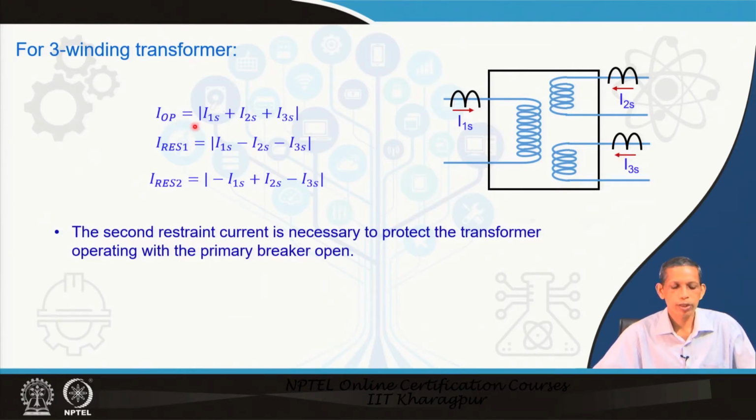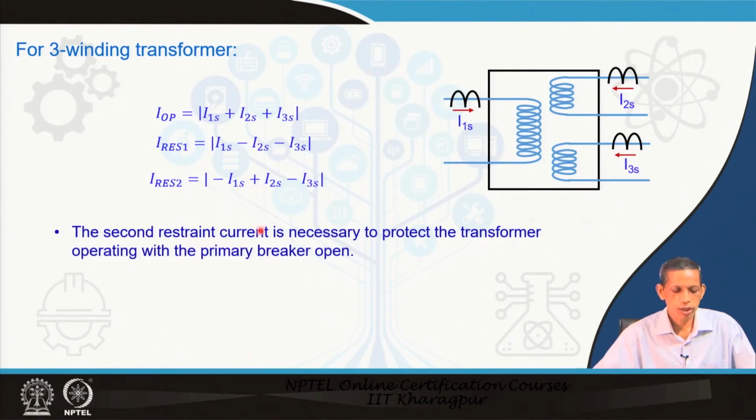In that case, the operating current, earlier it was I1 plus I2s, now we have added I3s. So the magnitude of that current is our operating current. Restraining current, earlier we considered I1s minus I2s, now we are subtracting I3s also, and we have another restraining current that becomes equal to minus I1s plus I2s minus I3s.